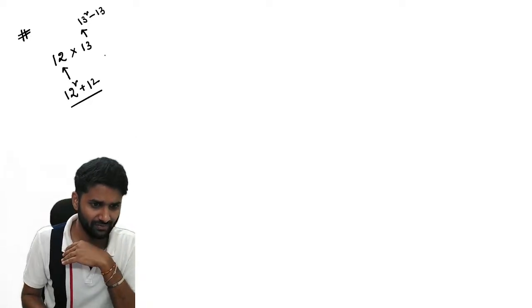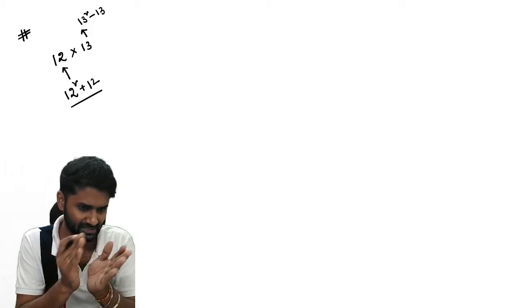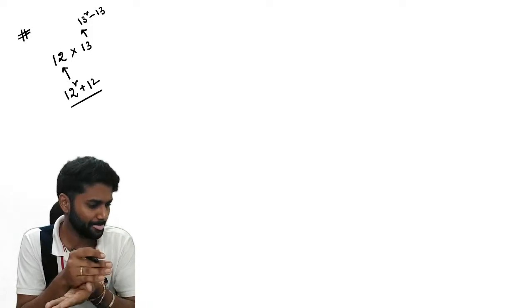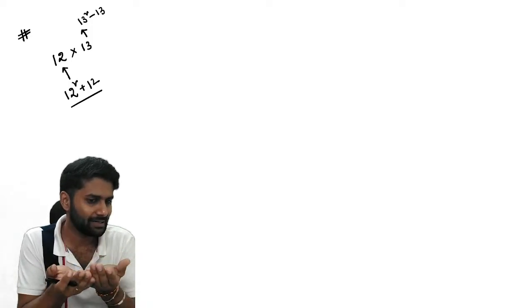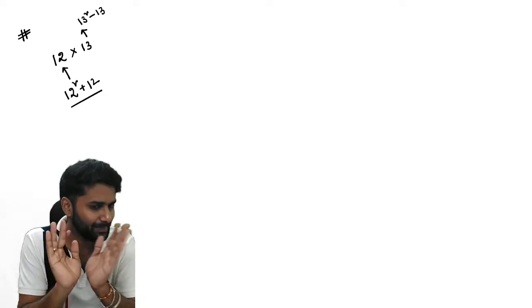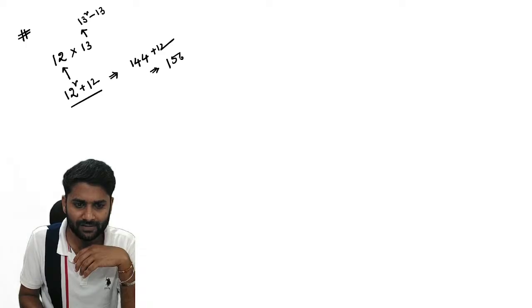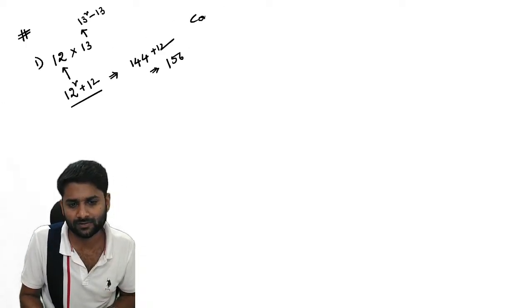Now see, 12 into 13 means 13 can be considered as 12 plus 1. It means 12 into 12 is 12 square and 12 into 1 is 12. Otherwise, if you consider 12 as 13 minus 1, if it is the higher number consideration, consider the square of that number and subtract the same number. Now you know that 12 square is 144 plus 12, then the resultant is 156. Is it clear? It's all about consecutive numbers.